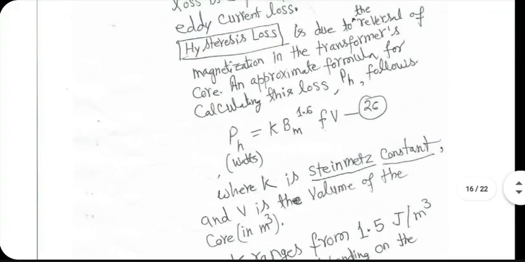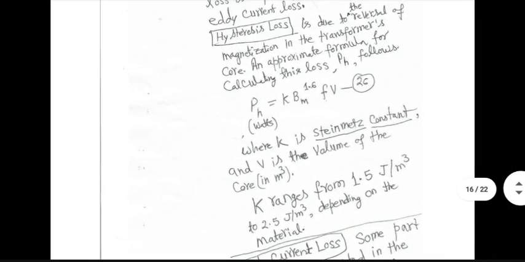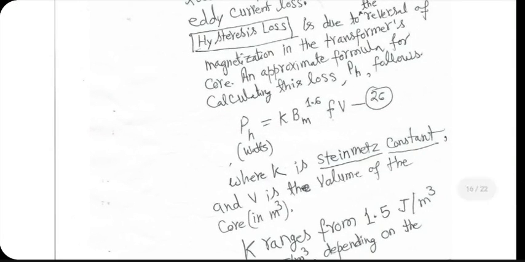If you know the flux density in the core, raise it to the power 1.6, multiplied by frequency, and V is not voltage, it is the volume of the core in meter cube. And K is an empirical constant whose value is known for a given material. Typically, it is from 1.5 to 2.5. Okay. This formula actually has been derived by this gentleman. I cannot pronounce his name. He's a German guy. But because of that, K is known as a constant in his name.